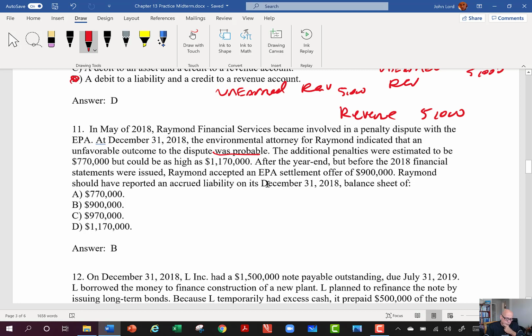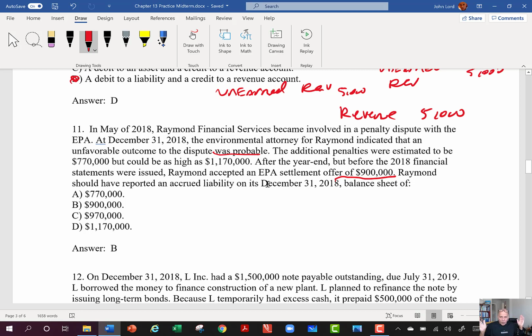But then it says that after year end, but before the financial statements were issued, Raymond accepted an EPA settlement offer of $900,000. Well, wait a minute. Then before I issued the financial statements, right? Because I'm looking at this estimate and thinking about how I'm going to have to disclose this estimate and this range. And then I get better information. I get the information, best evidence that was what? Direct personal knowledge. I know I settled for $900,000.